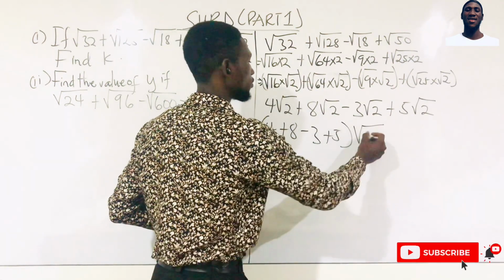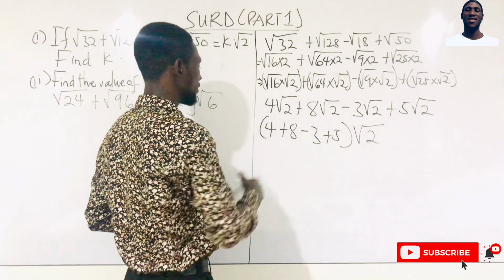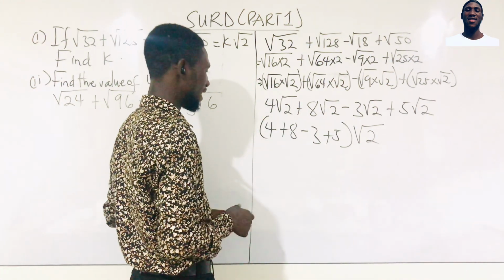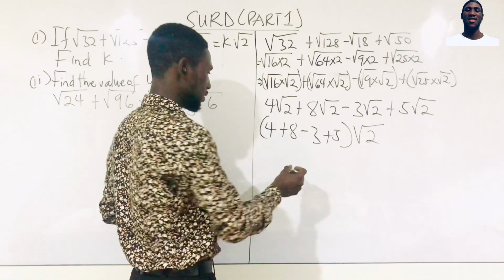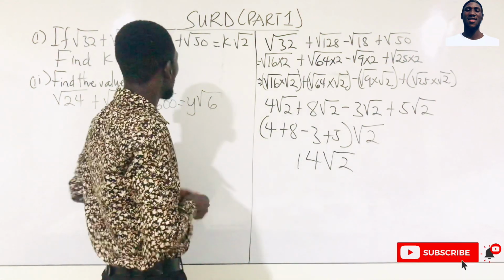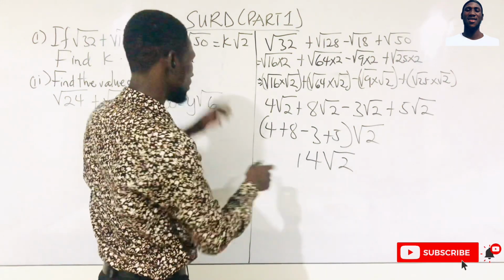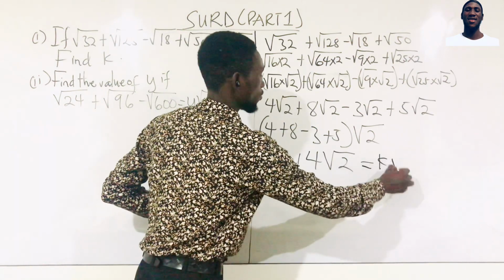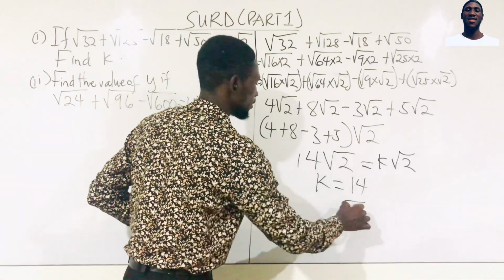All should have root 2. So 4 plus 8 gives us 12. 12 minus 3 gives us 9. 9 plus 5 gives us 14. So you have 14 root 2. So you realize that k root 2 equals 14 root 2. So when we equate both sides of the equation, equal to k root 2, we realize that our k is 14.